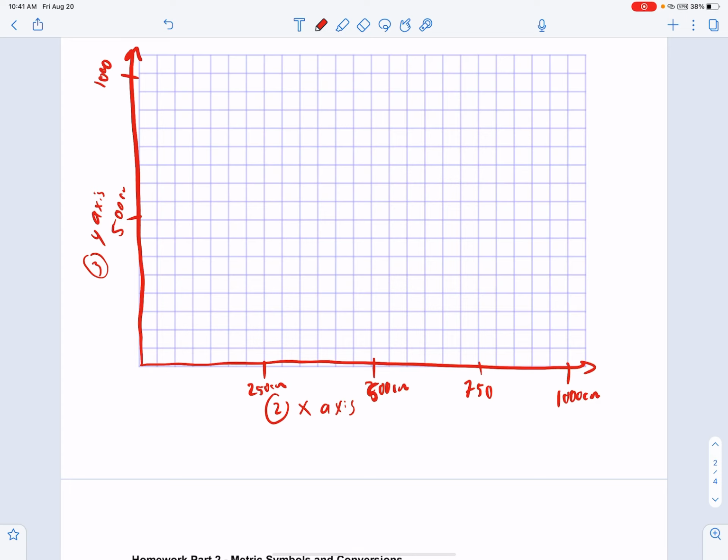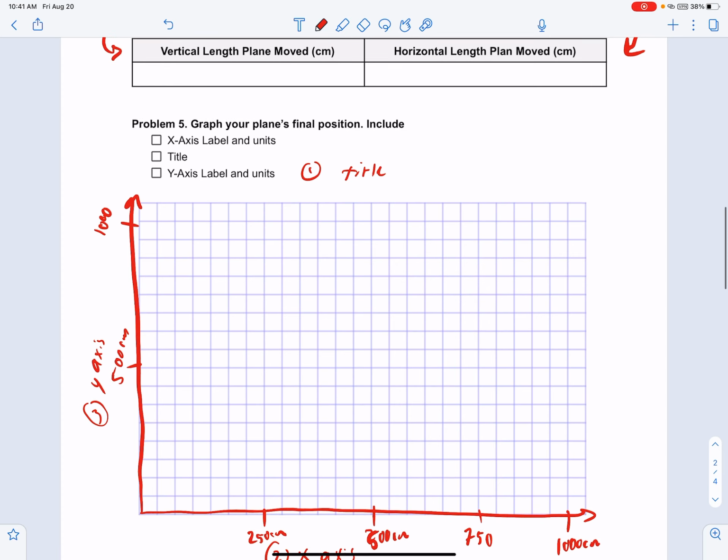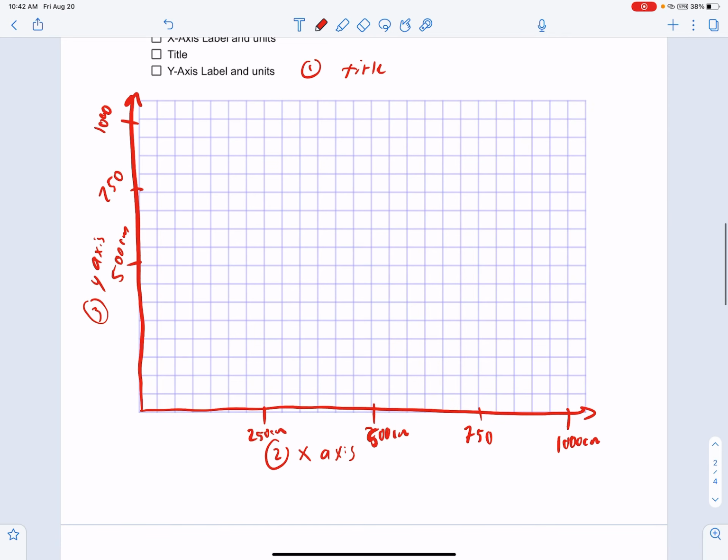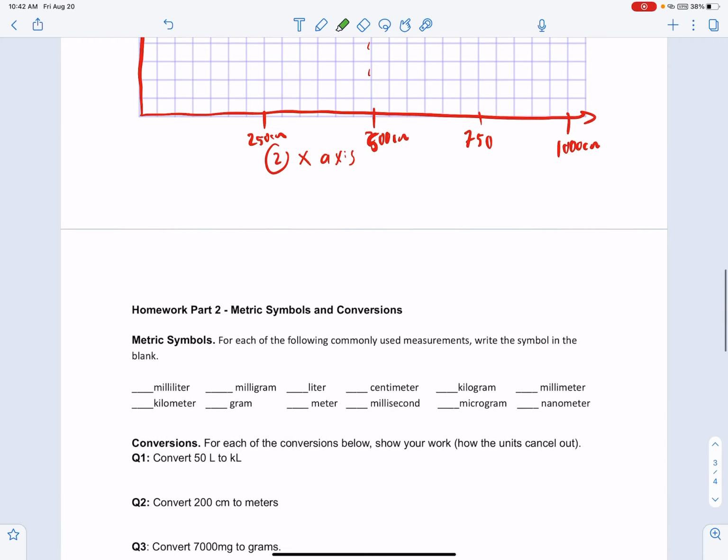500 centimeters, etc. I'm going to say that this one moved 500 centimeters by 750. So vertically it moved 750, and horizontally it moved 500. So I'd go ahead and plot that out. Our plane would have landed right there. And so ideally we got 3 to 4 data points based on what our classmates got.